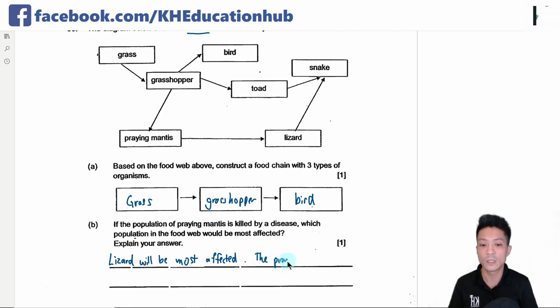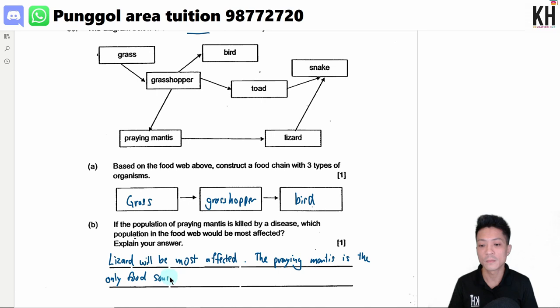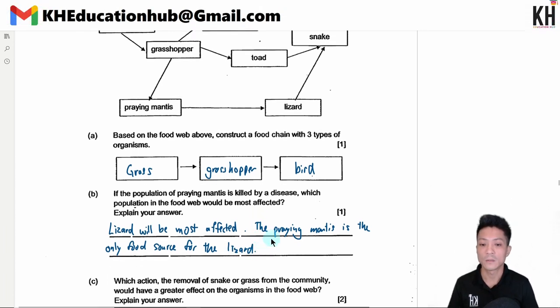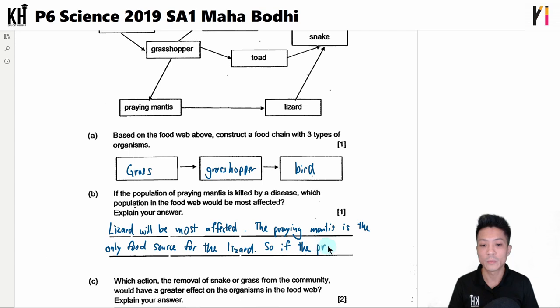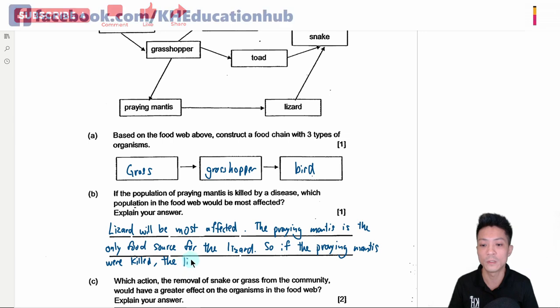Okay, the praying mantis is the only food source for the lizard. So if the praying mantis were killed, the lizard will not have any food.